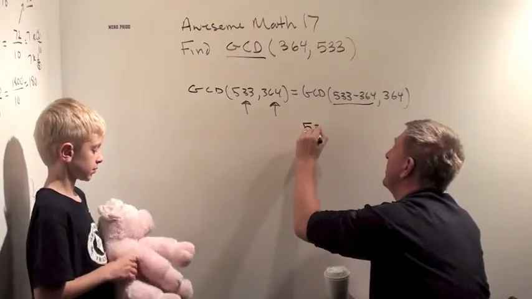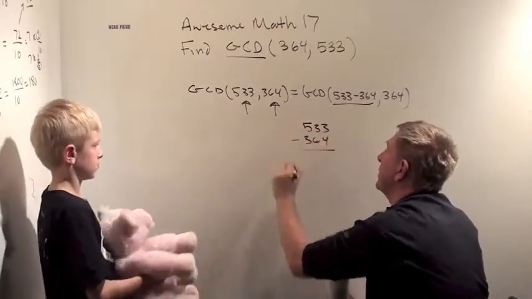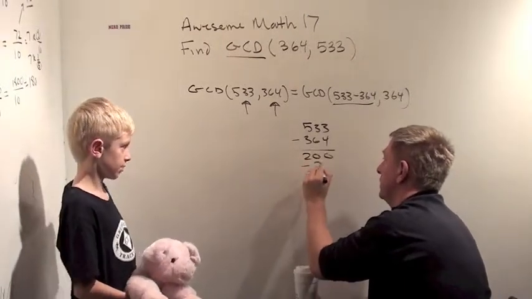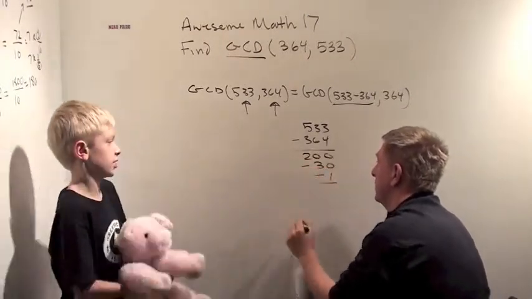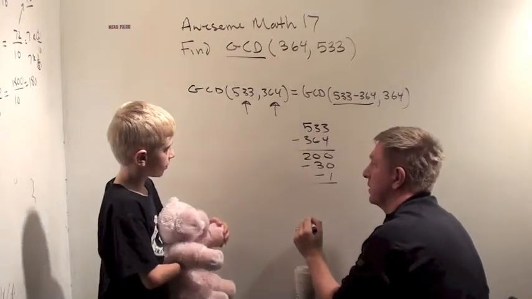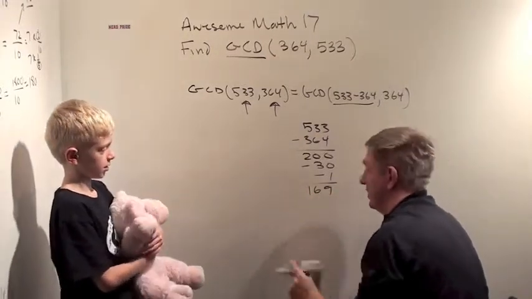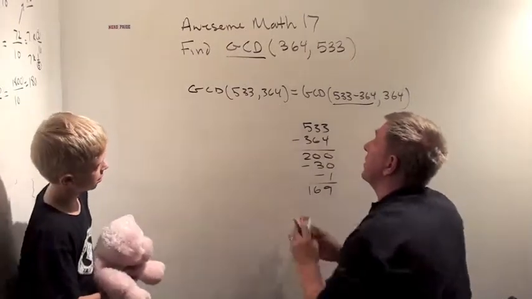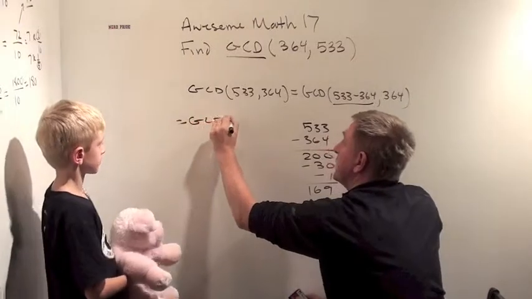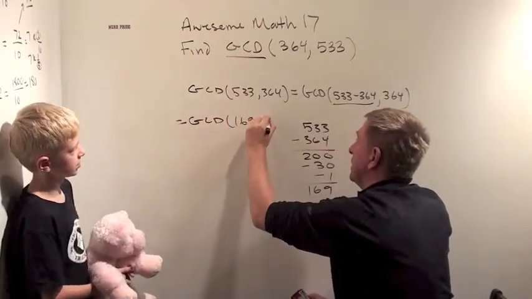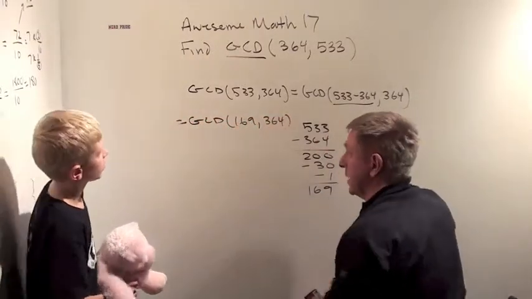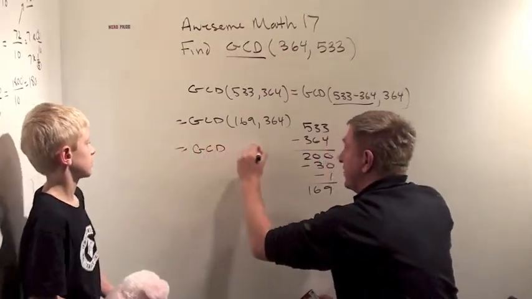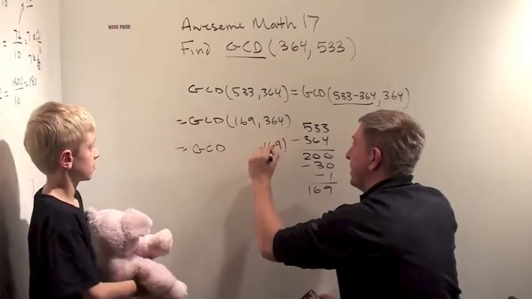So if we do 533 minus 364, what do we get? Well, 200 minus 30 and minus 1, so 260. Well, it's 169. So this hard problem by the Euclidean algorithm is the same as this slightly easier problem, 169 and 364. Which, according to the Euclidean algorithm pig, is going to be the same as the greatest common divisor of the smaller number, 169, and the difference.